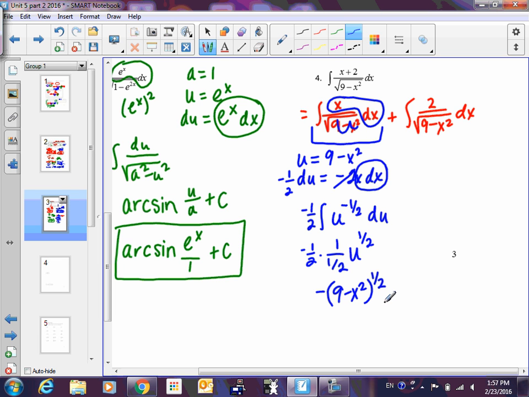Like when you had 1 over the square root, could you just go into ln of the square root? You can only get natural log of u if you have 1 over u exactly. If it's 1 over u squared or 1 over square root of u, you can't do natural log. It's a great question.